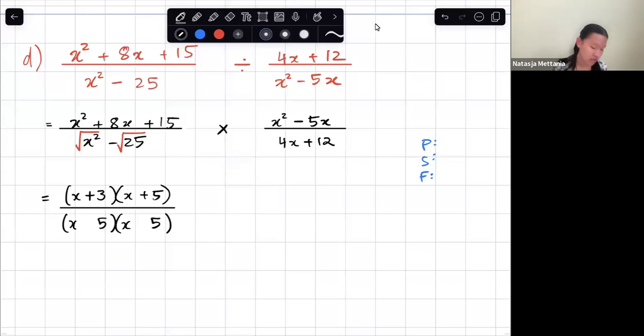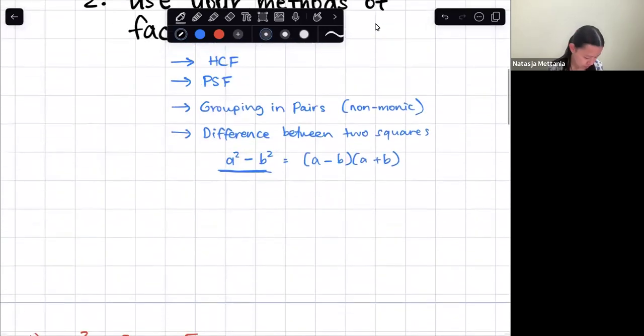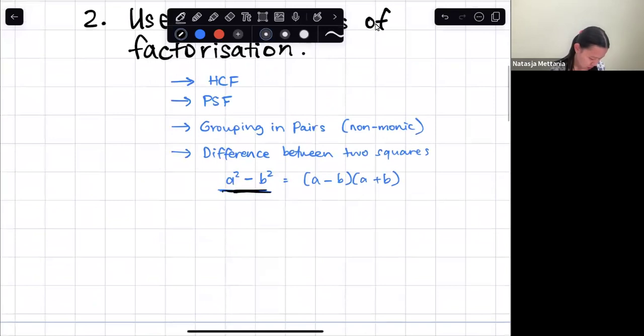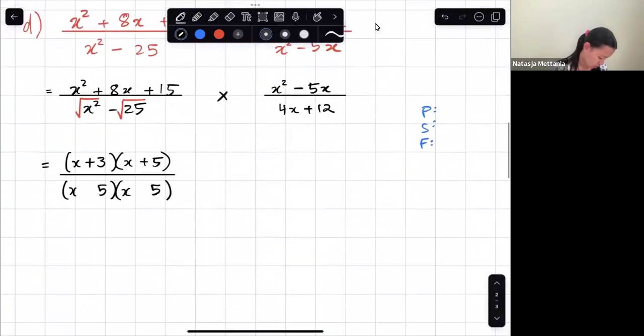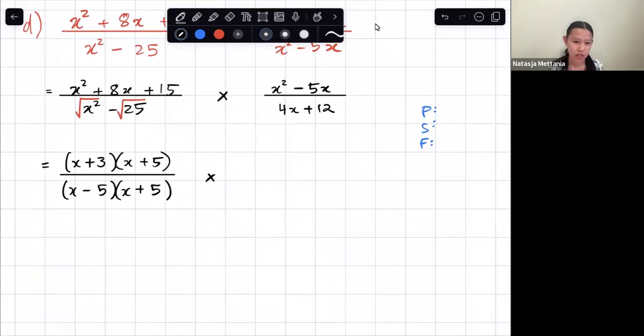Now, difference between two squares, what do I put in the middle, between the x and the 5? Well, let's look at our formula. If I have a squared minus b squared, I have to write it in this format: one bracket with a minus, one bracket with a plus. The first fraction is all factorized. Let's do the second fraction.